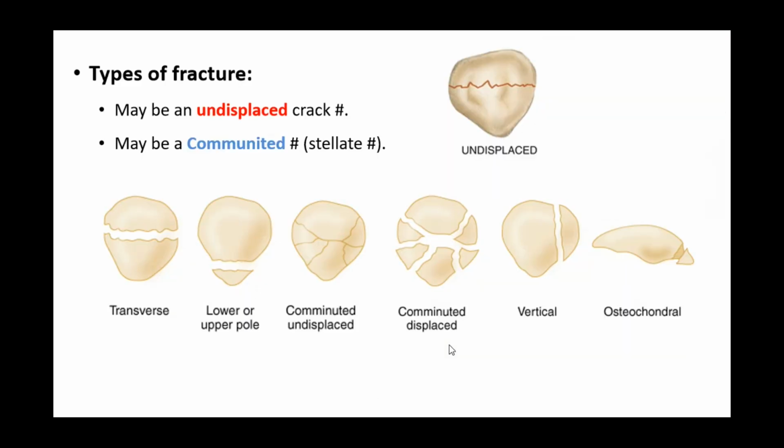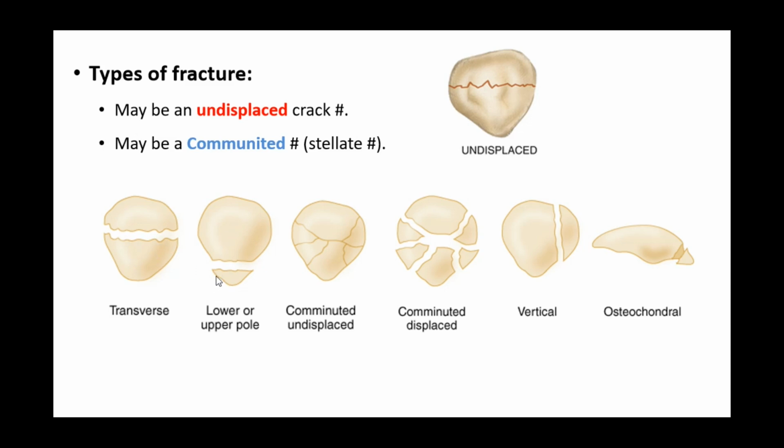Types of fracture. It may be an undisplaced crack fracture. As you can appreciate, the patella is fractured, but it is an undisplaced crack fracture. But it can also be a comminuted fracture. In that case, it is known as the stellate fracture. Now, the patella can be fractured into different patterns. It is a transverse fracture.